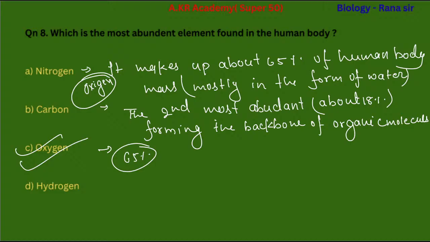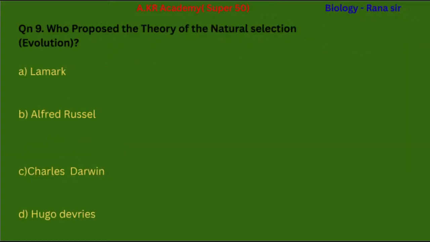Okay, next question: who proposed the theory of natural selection? Lamarck, Alfred Russel Wallace, Charles Darwin, or Hugo de Vries? Tell me.